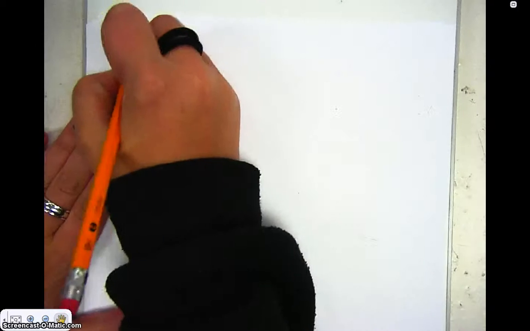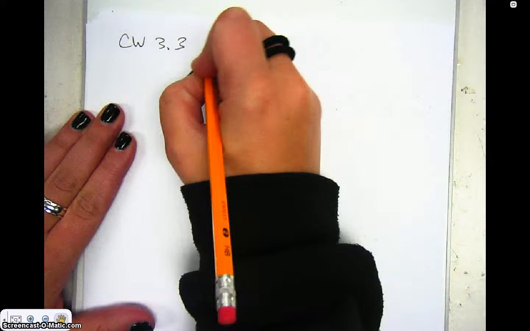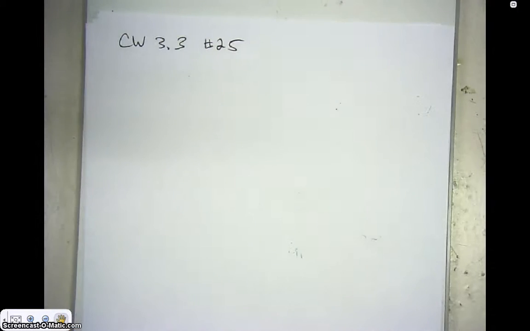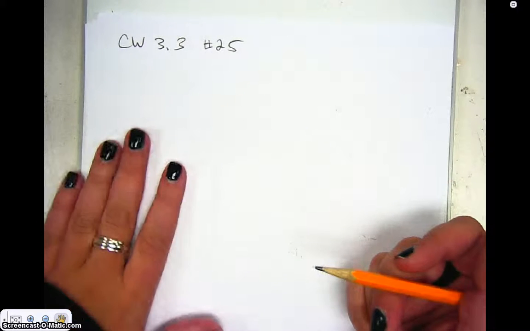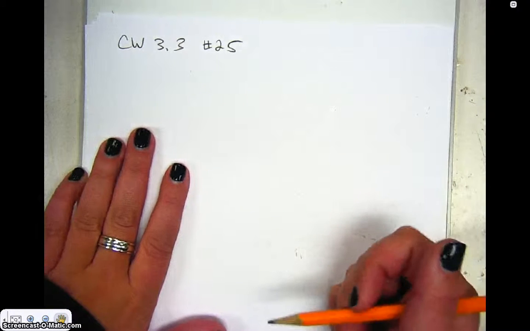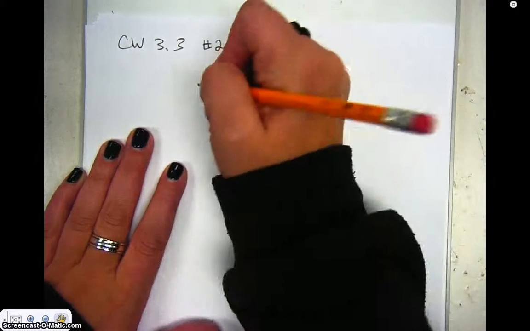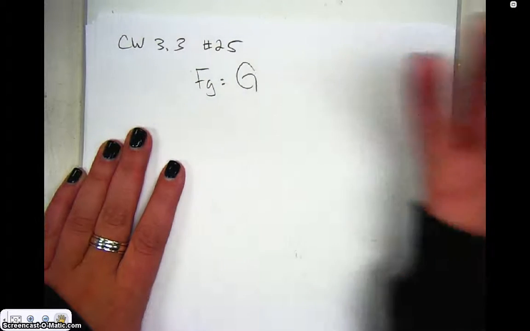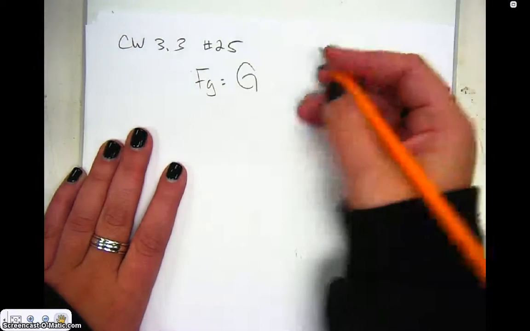Right, I'm going to do number 25 from classwork 3.3. So this was starting to talk about universal gravitation. Universal gravitation is just the idea that any two objects in the universe are attracted to each other by a force due to gravity that is relative to this giant gravitational constant. Well, actually, it's a very small number, but a gravitational constant.